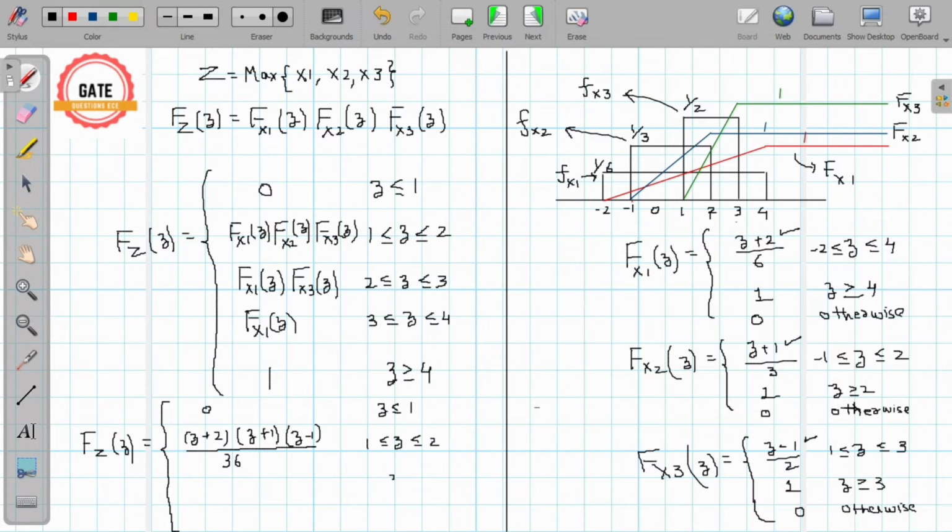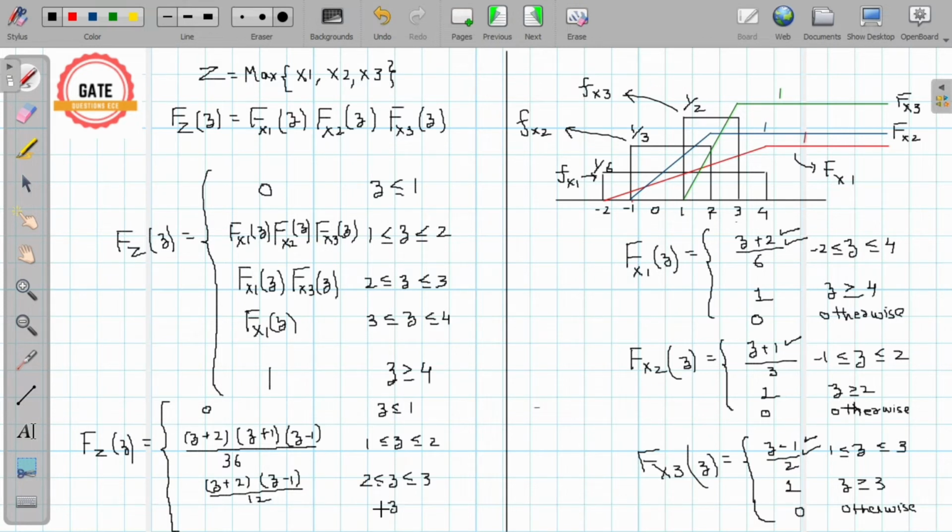So the next range is z greater than or equal to 2, less than or equal to 3. So in this range, we will have to take the product of x1 and x3. So this expression and this last expression. So that will give us (z plus 2) times (z minus 1) divided by 6 into 2, so 12.